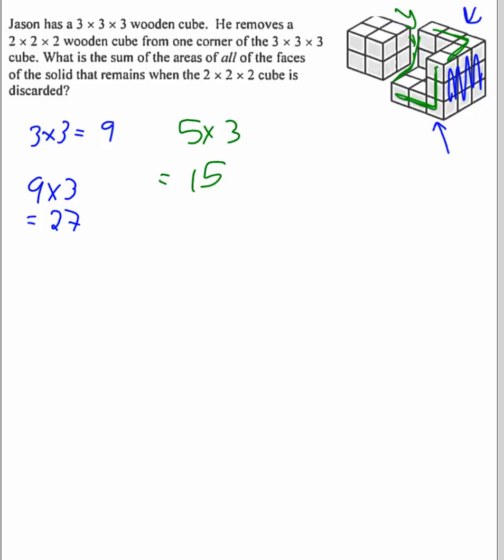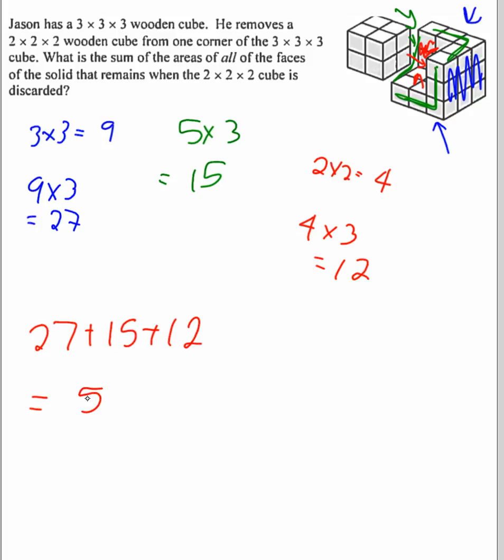Now, what else have we got left? Okay, so we've got some 2 by 2 surfaces left. I'll try to show you with red. So there's one that's right in here. Part of it's blocked off. And then there's one that's right there. And then there's one that's going to be right in that part that you can't see. Each one is 2 by 2, which is 4. And there are 3 of those, which will give us 12. So really we've got 27 plus 15 plus 12, which is 27 plus 27, and we get 54, which is the answer.